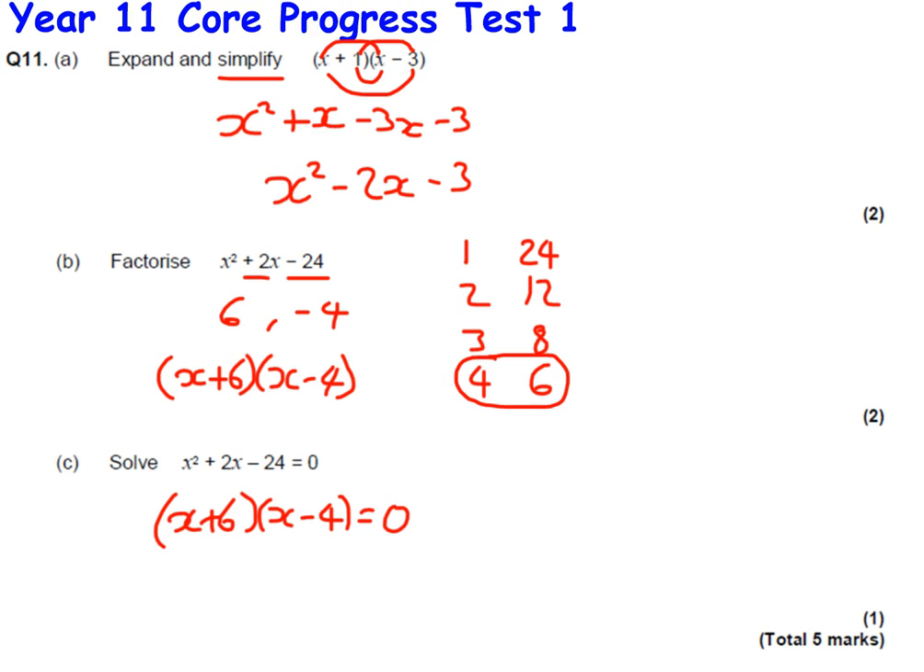So when we have two numbers that multiply and make 0, one of them has to be 0, or they both equal 0. In this case we're going to assume that both of them equal 0. So if x plus 6 equals 0, then we can say that x equals negative 6. And if x take away 4 equals 0, we can say that x equals 4. If you wanted to, you can check these by substituting these two values into the original quadratic.